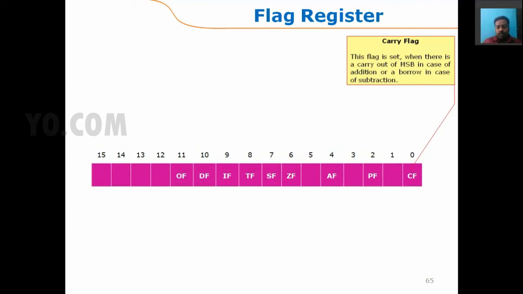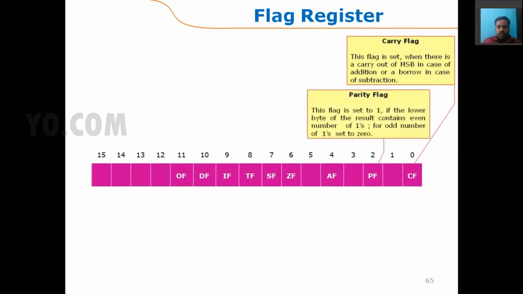Case of subtraction. Okay, this is the first one. And the second one is parity flag. Parity means even parity or odd parity. So this flag is set to 1.